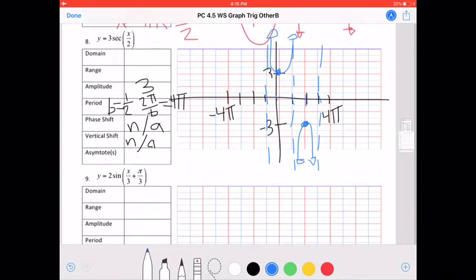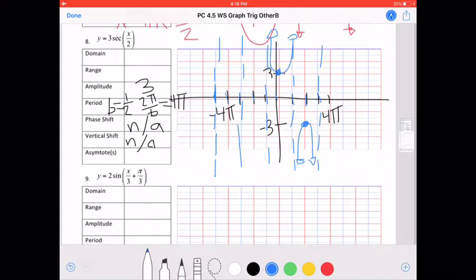We need to draw a second cycle. So that means I'm going to go to the left since I have more space over there. I'm going to go a whole period to the left. So that's 1, 2, 3, 4 pi. So I'm going to draw my vertical asymptote at the end of the period on the left, and I have to draw that other one in the middle because we were dealing with secant.